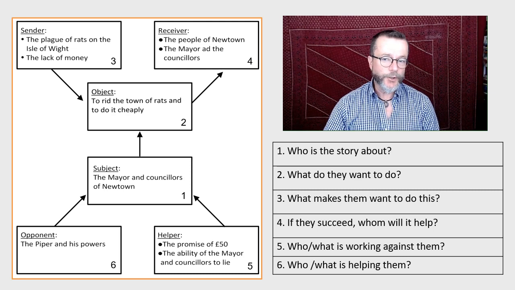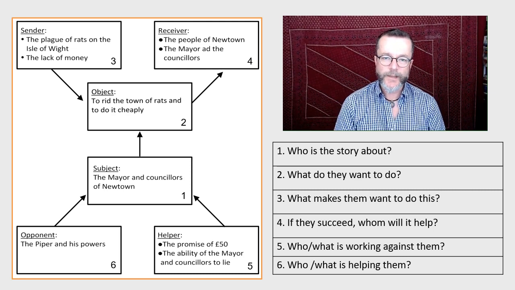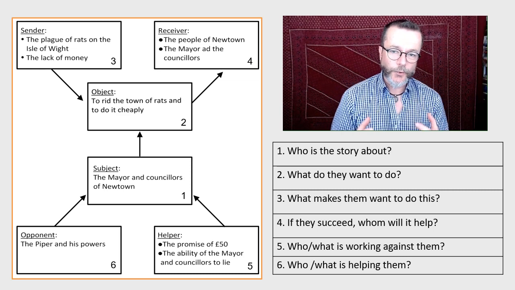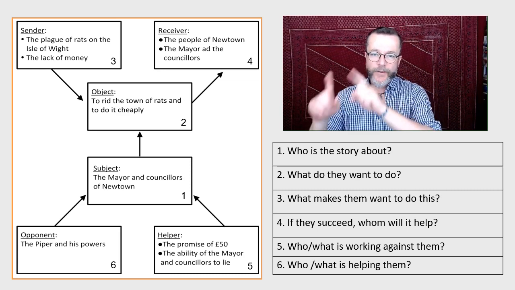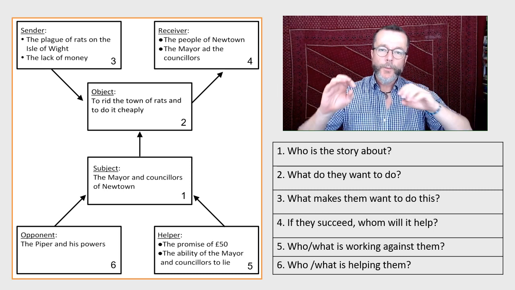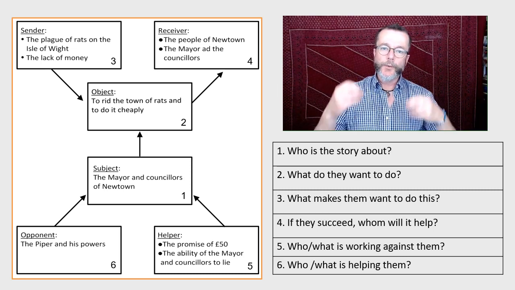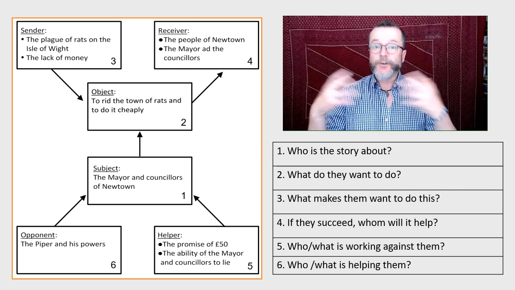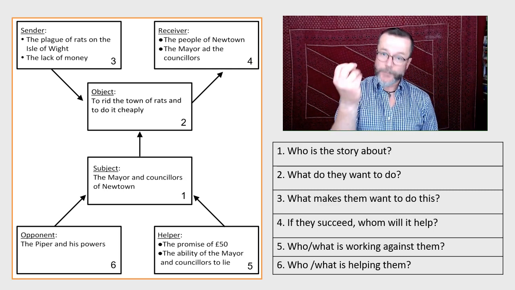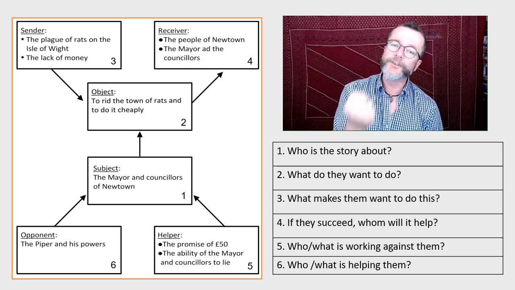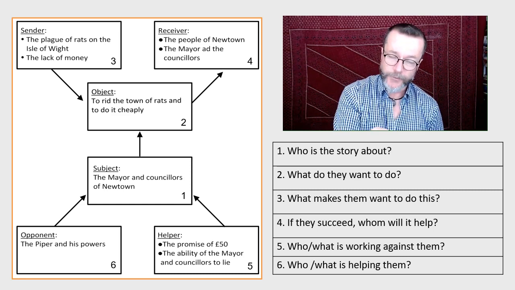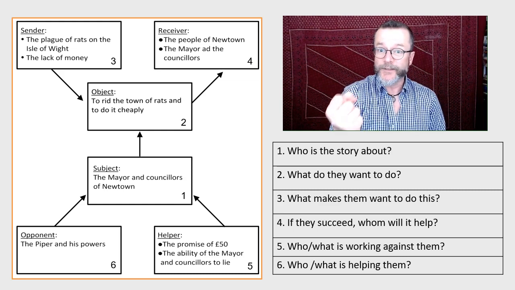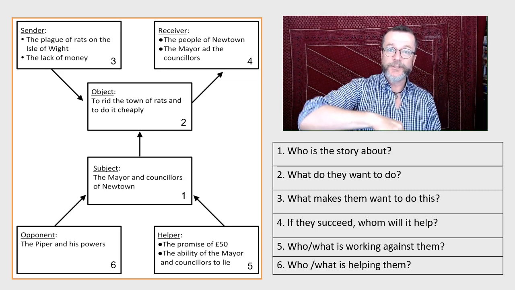Hopefully you remember this diagram from our seminar together at the beginning of this course. It is a way of thinking about story, rather than thinking of things happening: event 1, event 2, event 3, event 4. We think about the relationships within the story. So when you retell your story, you need to be able to demonstrate these relationships. So, who is it about? Who is the story about? It's about the people who want to get rid of something. In Newtown's case, it's the rats, and so that is their object. They want to get rid of it. So it's the councillors in Newtown who want to get rid of the rats.